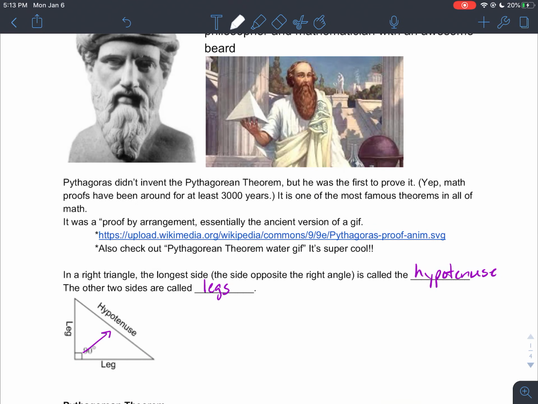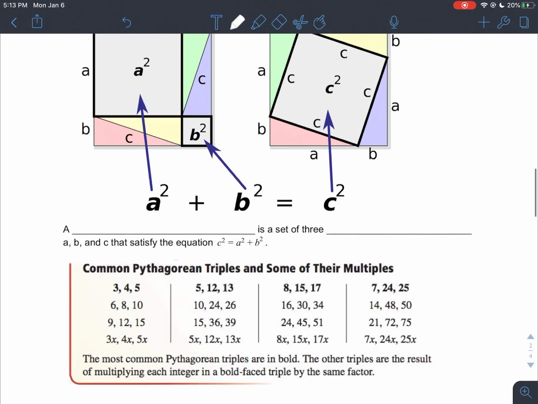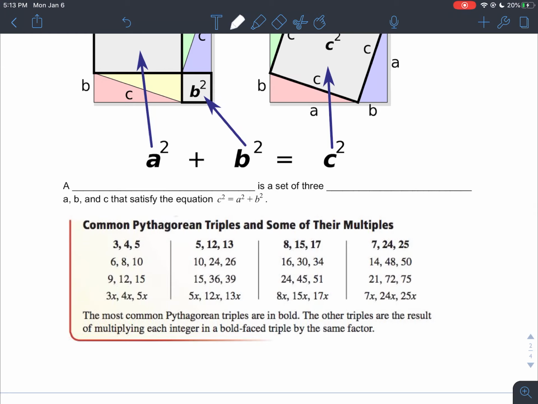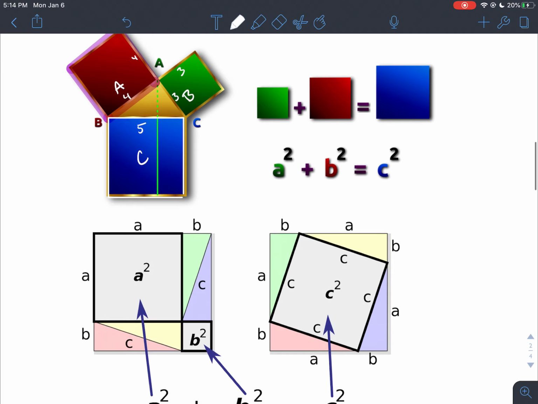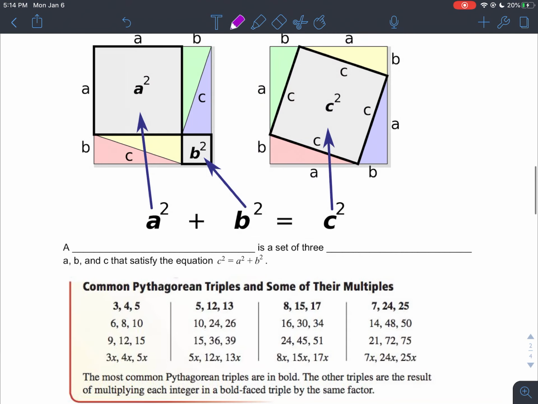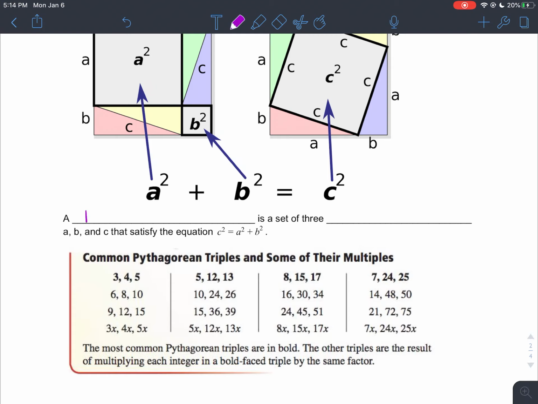All right, so let's jump back over to the notes. So we looked at our little demonstrations here. In this example, I was like, okay, well, 3 squared plus 4 squared. 3 squared is 9, 4 squared is 16, and 9 plus 16 is 25. The square root of 25 is 5. So this side would be 5. In this case, you have a right triangle where all 3 sides are whole numbers. And that's not super common. So when that happens, we call that a Pythagorean triple.